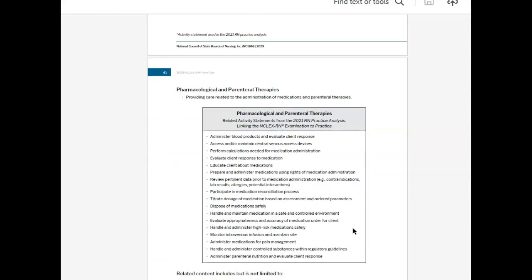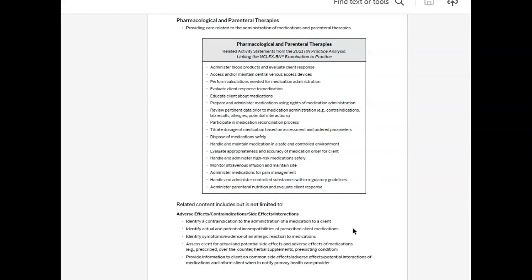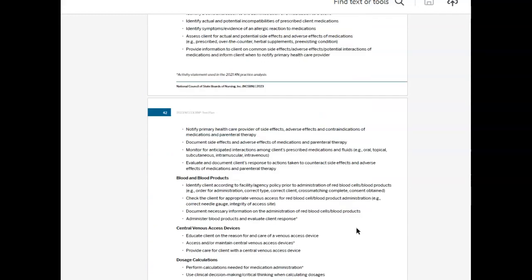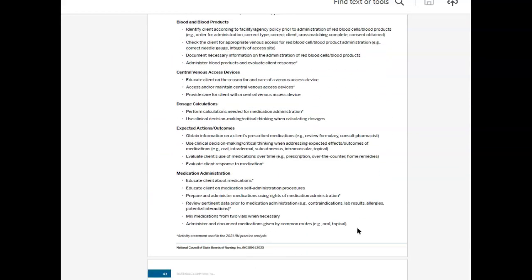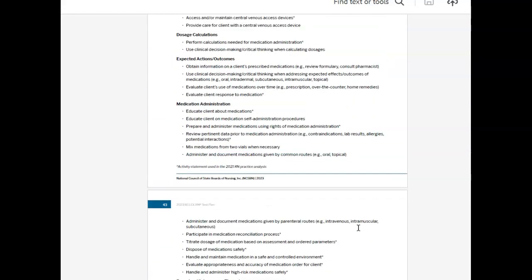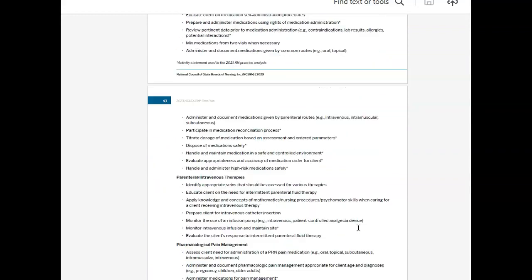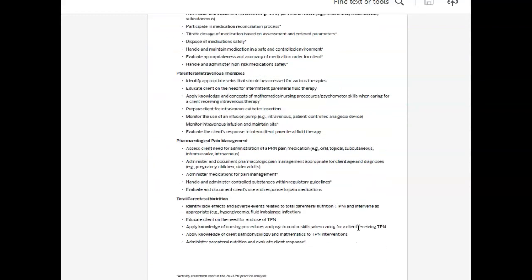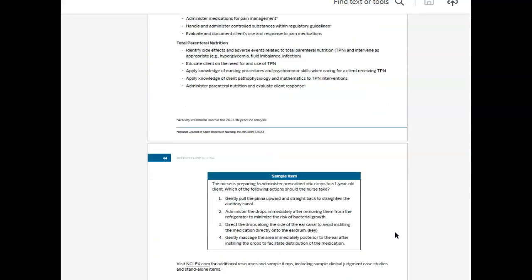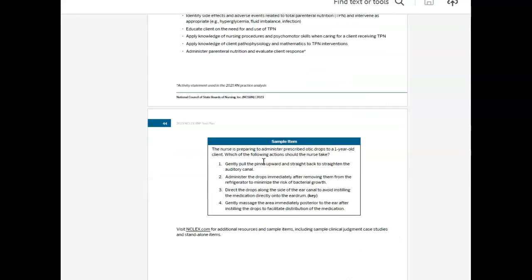Then they have pharmacological and parenteral therapies. And that's all about drug administration, side effects, blood products, anything that medication or treatment through the veins would entail. TPN, nutrition through the veins. So here's a question about that one. The nurse is preparing to administer prescribed otic drops to a 1-year-old client. Which of the following actions should the nurse take? Well, you want to direct the drops along the side of the ear canal to avoid instilling the medication directly into the eardrum.